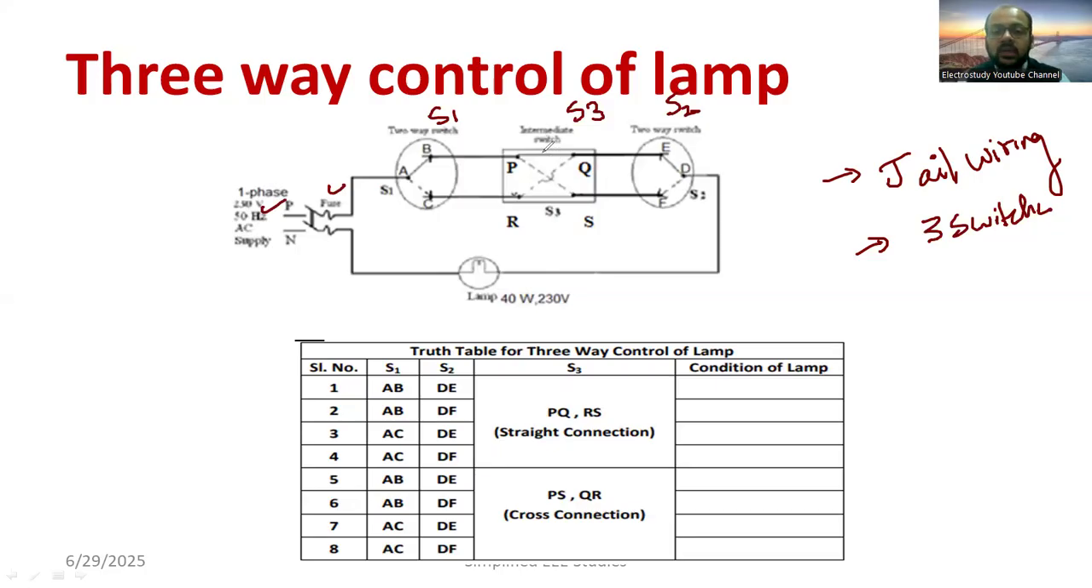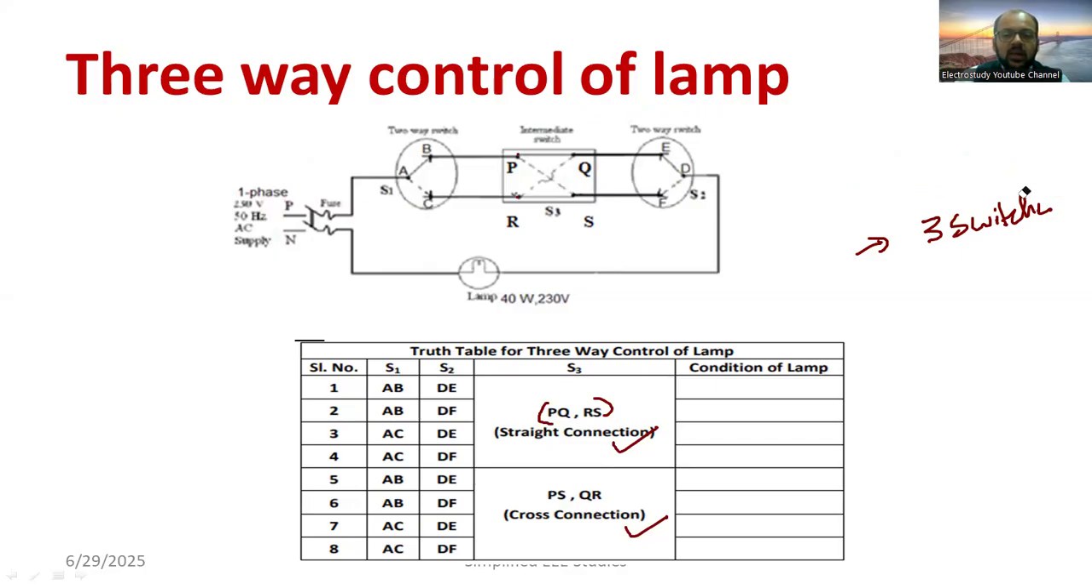The intermediate switch will have 4 points, P, Q, R, S. Make a note of this. Remember, if I connect PQ and RS simultaneously, it is known as a straight connection. Conversely, if I connect PS and RQ in a cross fashion, PS in this fashion, RQ in this fashion, it is known as a cross connection. Remember, for the three-way control of lamp, we have to explain the straight connection and the cross connection separately. That is the point which I wanted to suggest to you.